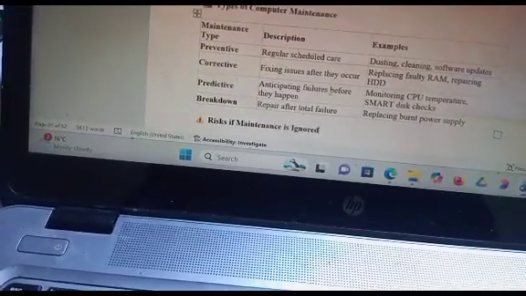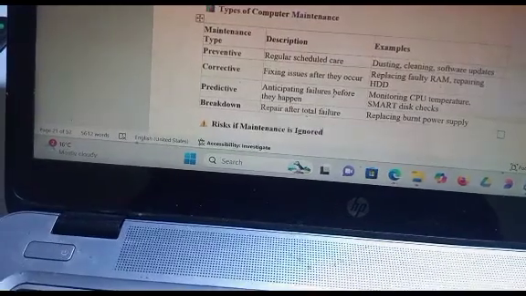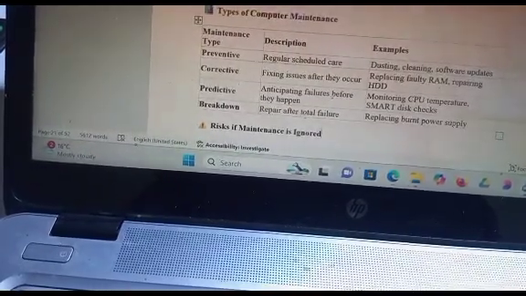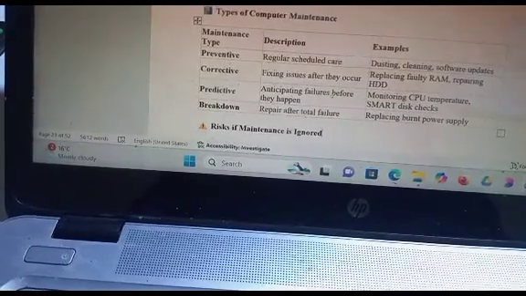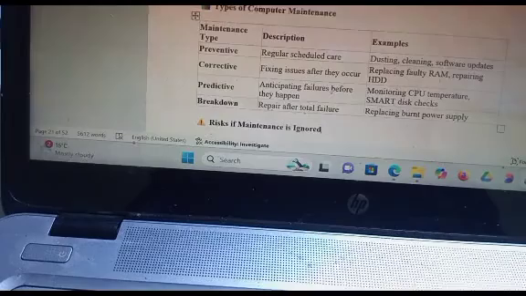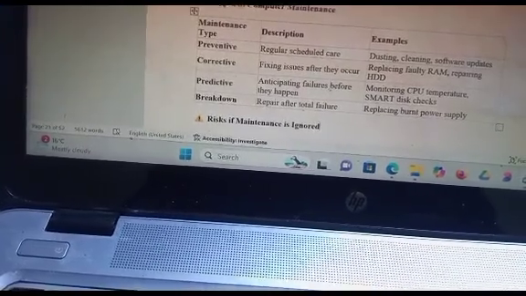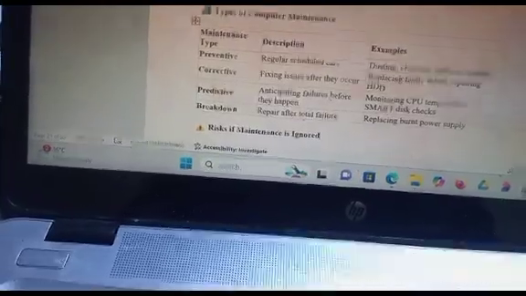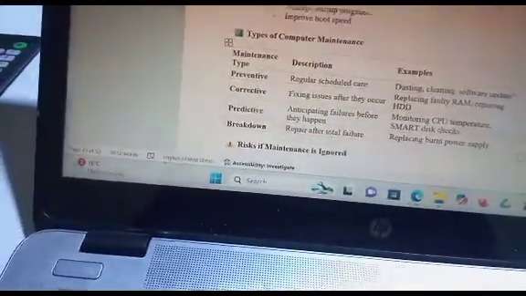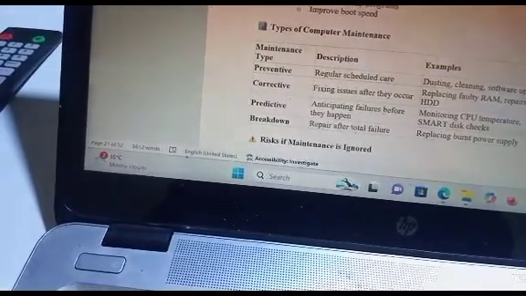And then we have breakdown. Breakdown is actually the overhaul, where you repair after a total failure. The system has broken down completely, and you are replacing, like a burned power supply if it is completely irreparable. So that is basically what we can do.